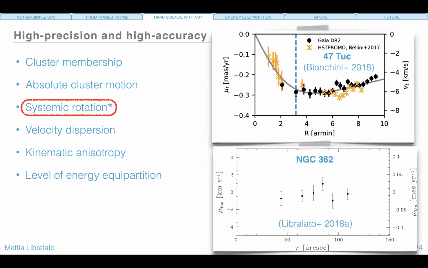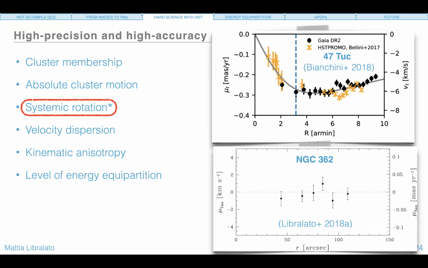We have seen that clusters basically can show you two different types of curves. There are clusters like the one on top, 47 Tuc, that clearly show that there is a rotation pattern. So here on the x-axis, you have the distance from the center of the cluster, and on the y-axis, you have the tangential component of the proper motion, which is the rotation. And I chose this cluster not by chance, just because it is one of the few where you can see one on top of the other the measurement with Gaia and HST, just to say that it was possible to compute proper motions and rotational curves also with HST.